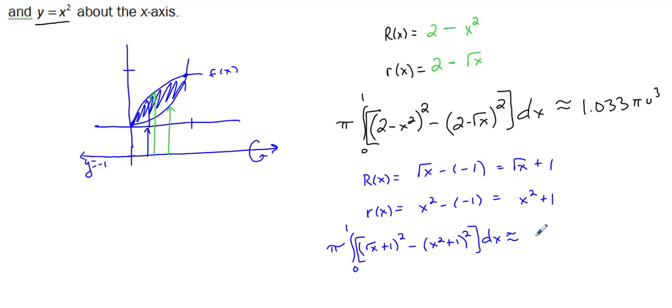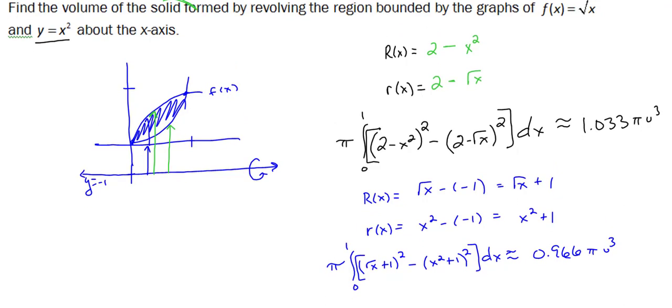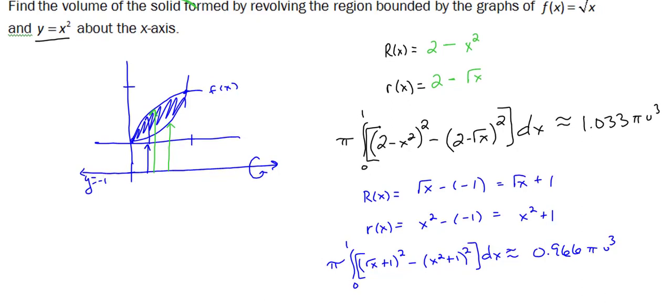I wonder if this is going to be less than 1 or more than 1. What are you guys getting? 667. We'll truncate right there. Pi units cubed. All right. So it's going to be a little bit less than when the radius was 2 units above. Any questions on this? Pretty easy.